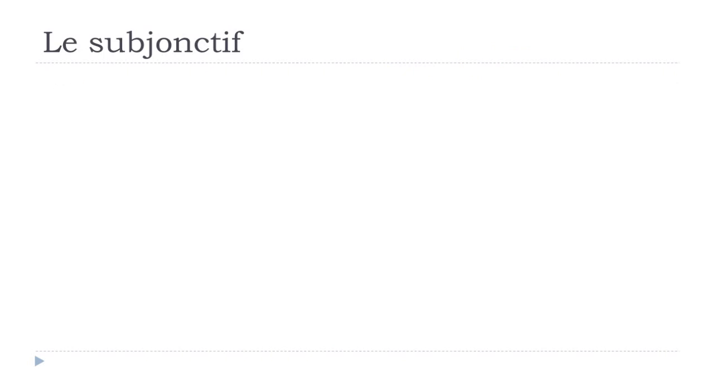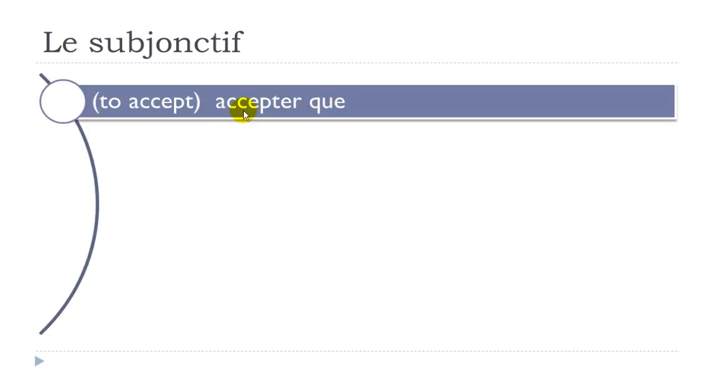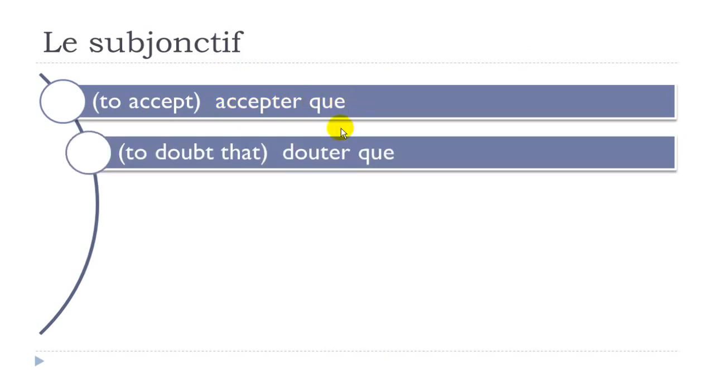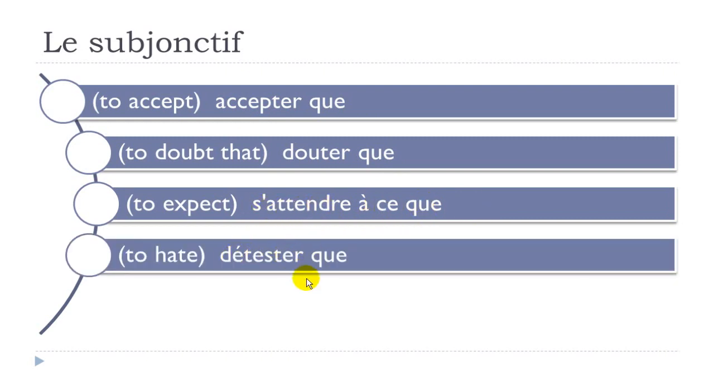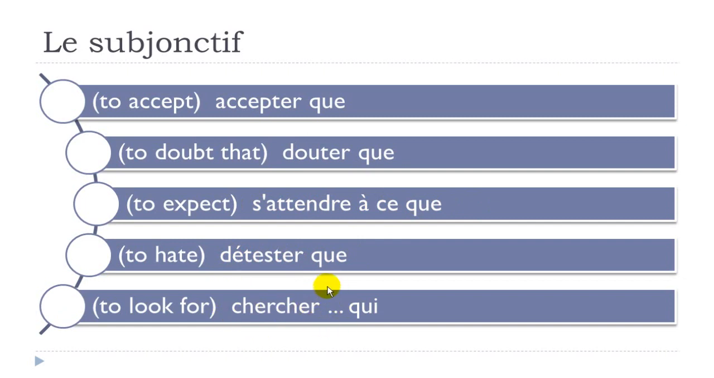Okay, so we continue. Accepter que. Douter que. S'attendre à ce que. Détester que. Chercher, and then something, qui, and after, it will be followed by the subjonctif. So, one more time: accepter que, douter que, s'attendre à ce que, détester que, chercher qui. And these will be followed by le subjonctif.